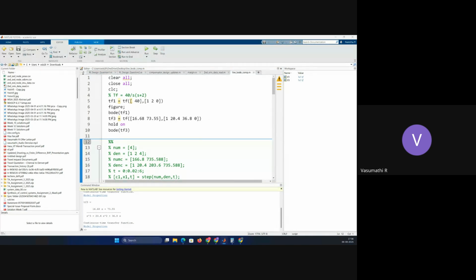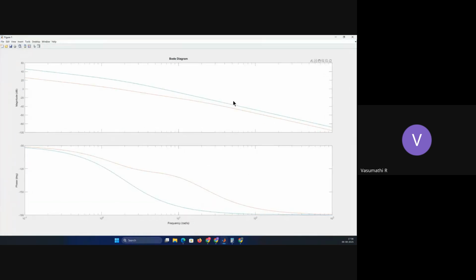So this is the comparison between the uncompensated and compensated. You put all stability margins. Now also the gain margin is infinity. You cannot see any point here. This is the uncompensated system where the phase margin was 18. Now the phase margin is 65.9.